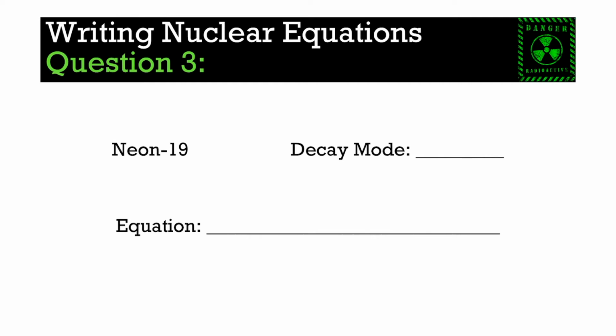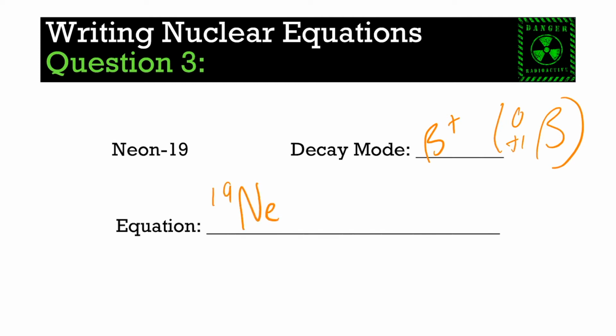Neon 19, again, is another beta positive particle, a positron, and it is written like this. You have 19 neon, and neon is element number 10. It's breaking down into 0 plus 1 like that, and something else. The mass is still 19 for this mystery element, and its atomic number is 9, because 9 plus positive 1 gives you 10. Again, everything needs to be balanced. Fluorine, F, is element number 9.